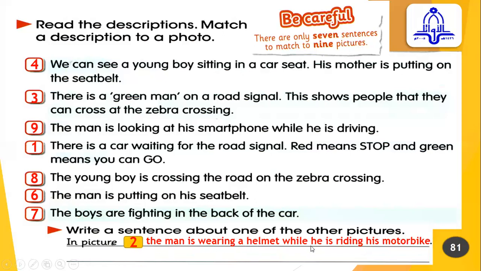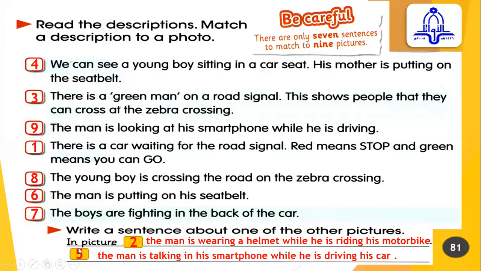a helmet while he is riding his motorbike. The man, الرجل, is wearing a helmet, يرتدي الخوذة, helmet, الخوذة, while, بينما, he is riding, بينما هو يقود his motorbike, دراجته, الموتور, يقصده, motorbike, دراجة النارية, motorbike, الدراجة النارية. هذا كان the description for picture 2.